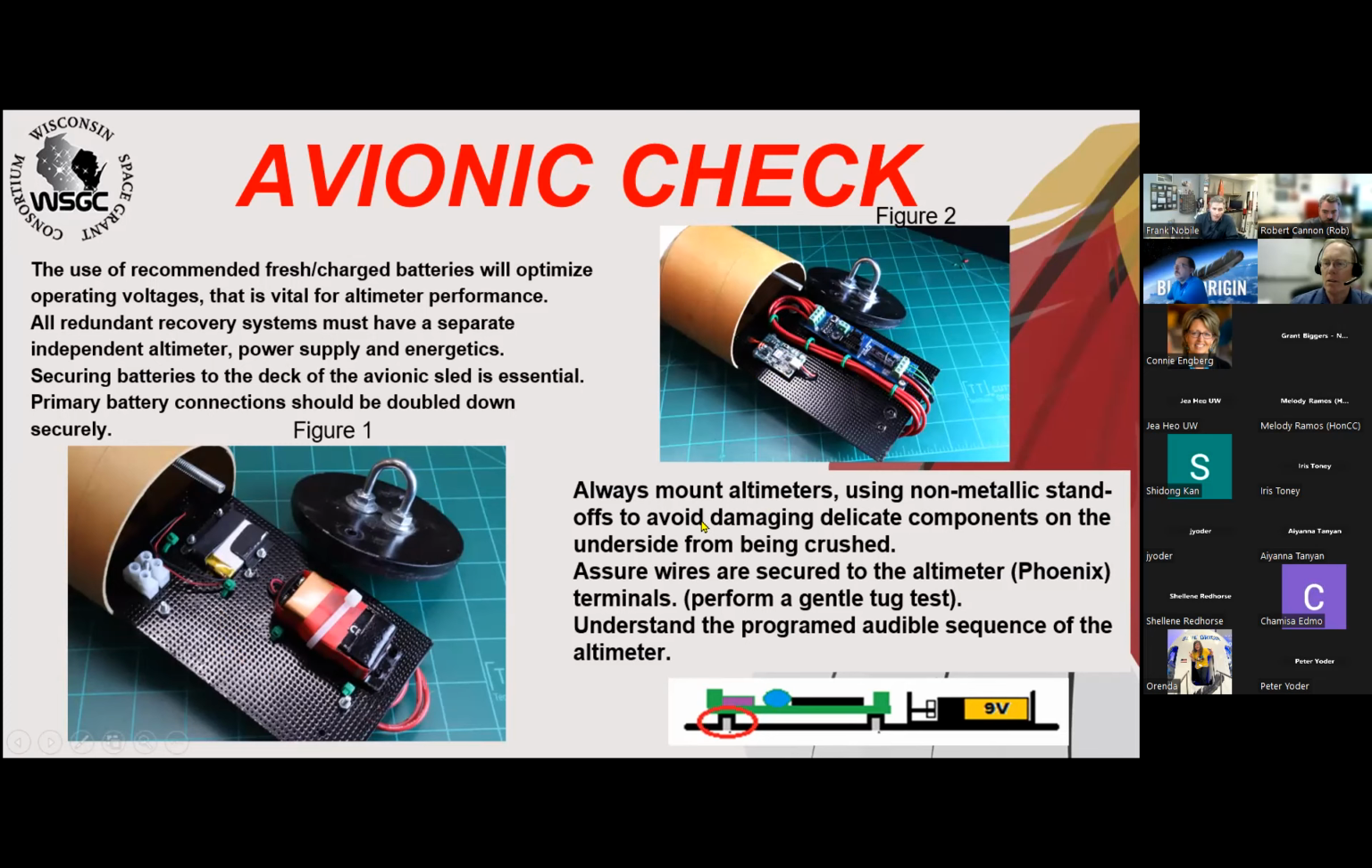Always mount altimeters using non-metallic standoffs, which are on the bottom in this figure right here, to avoid damage of delicate components. Don't ever try and mount your electronics straight down to the sled, because you may crush the intricate components that are on the backside. Make sure wires are secured to the altimeter. The Phoenix connections, which are the green connections right here, are called the Phoenix terminals. Just perform a gentle tug as you're tightening it down, and always try and use stranded wire. Try to avoid using solid wire, because it may break during flight or during installation of your sled.